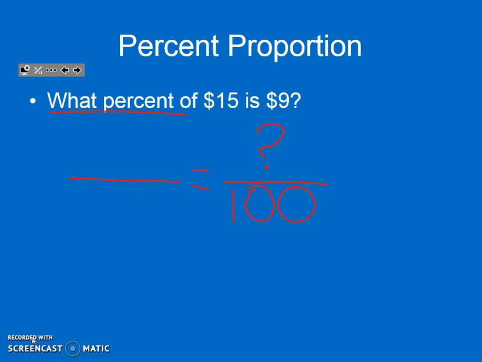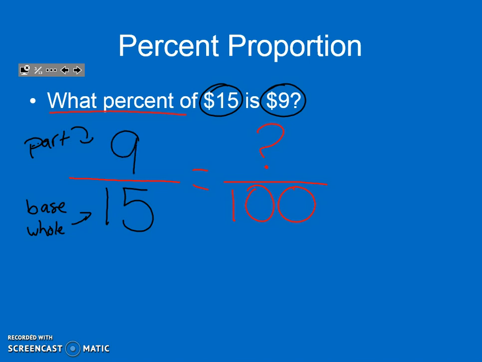Now, it says what percent of $15 is 9? So the first thing I want you to do is think about which one of these two, because I know I have to fill in the part here, and I have to fill in the base or the whole here. I want you to pause the video and figure out which one is the part, which one is the whole. From 15 to $9, which one is the part, which one is the whole? Now, if you said that 15 is the whole and 9 is the part, you are absolutely correct.